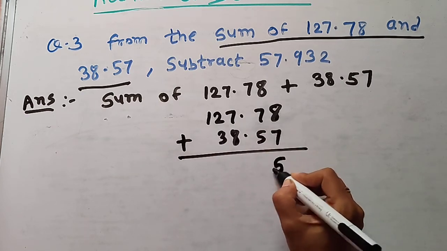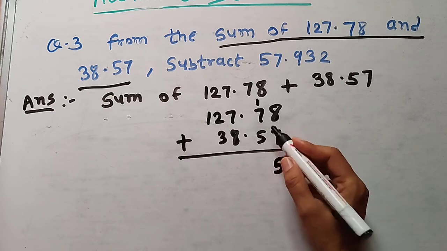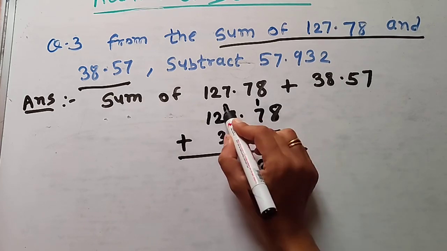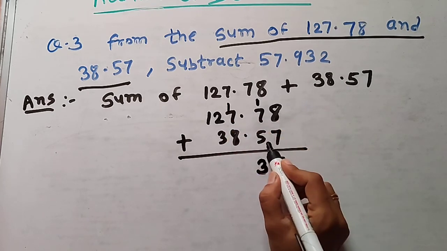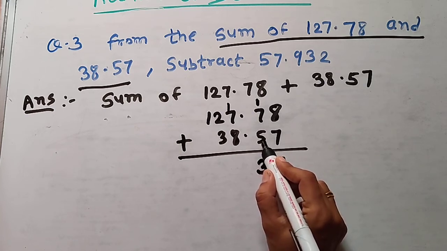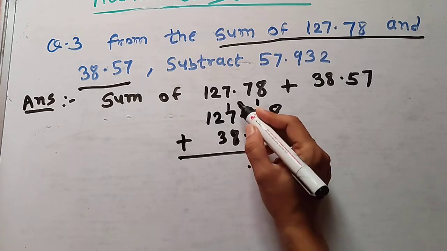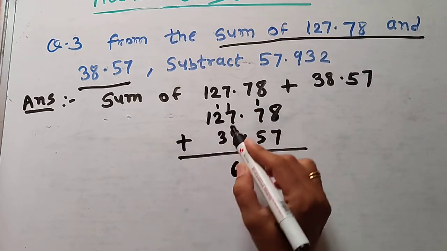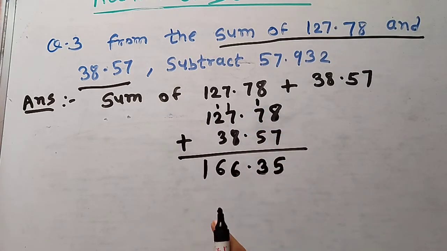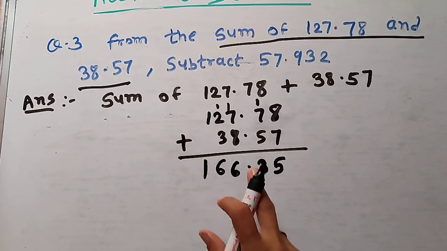8 plus 7, 15, 1 carry over. 7 plus 1, 8, 8 plus 5, 13, 1 carry over. Here, before the 2 digits, there is a decimal point, so you have to put the decimal point. 8 plus 8, 16, 1 carry over. 3 plus 3, 6 and 1. So we get the answer 166.